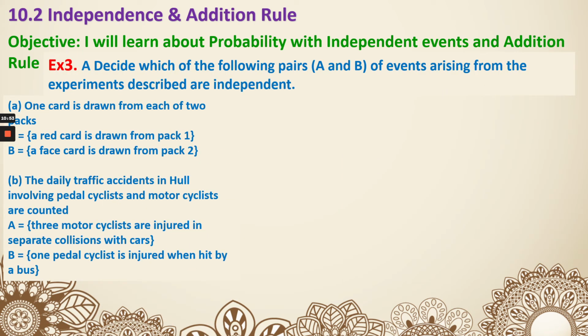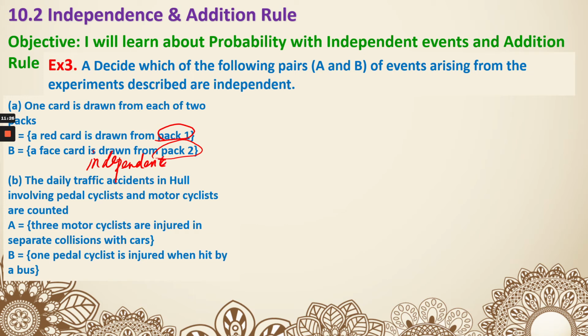This example only asks us to decide if an event or experiment is actually independent or not. So A, 1 card is drawn from each of the 2 decks. A red card is drawn from deck 1. A face card is drawn from deck 2. Well, these are 2 completely different decks, and we can even try to draw cards at different places. With different decks, they are for sure independent, because they're not affecting each other.